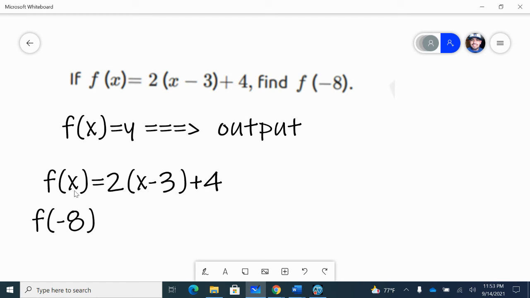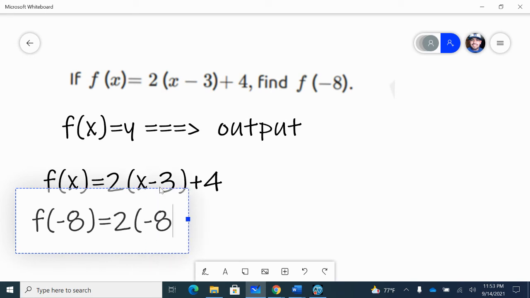We even said this in class. These x's are the same. The only key difference about this f of x is that we have the luxury of knowing x. So again, what changed from here to here? x became a negative 8. So what do we do here? Well, we replace the inside x of the equation: 2 parentheses negative 8 minus 3 plus 4.